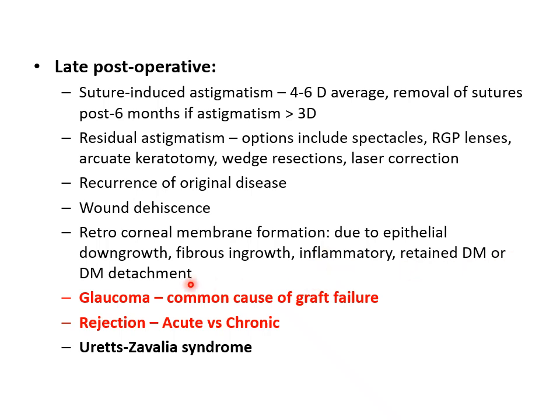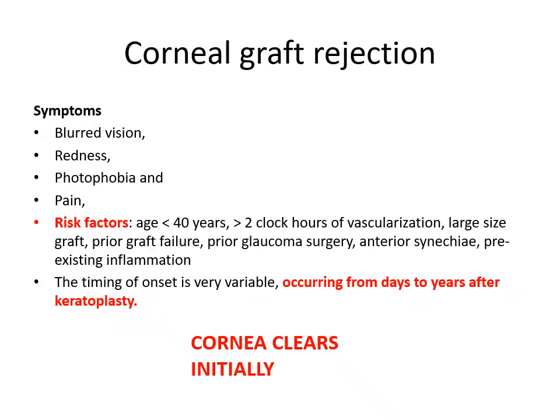And retained Descemet membrane or Descemet detachment can also lead to a retrocorneal membrane formation. This would require removal of the Descemet membrane. That is why you have to be very careful during the partial trephination also. You can use a swab stick or a Merocel sponge to check whether there is an overlying Descemet membrane on the iris or not. And remember to always make sure to remove it. Glaucoma, a very common cause of graft failure. Rejection can be acute versus chronic. And Urrets-Zavalia syndrome, I've already mentioned.